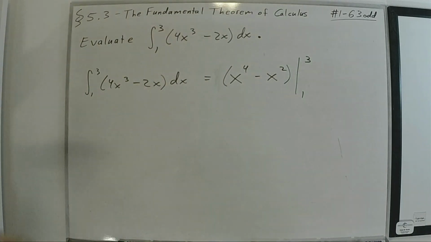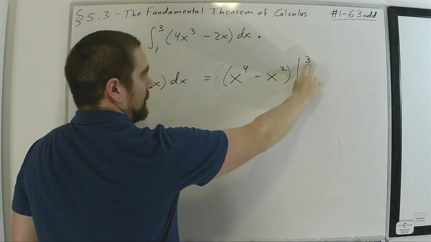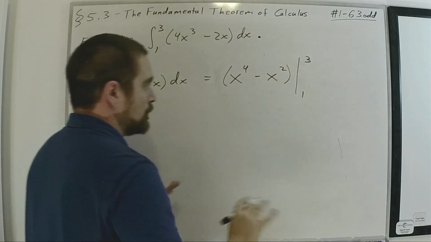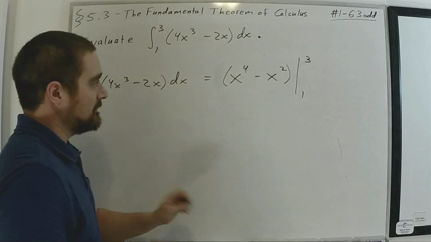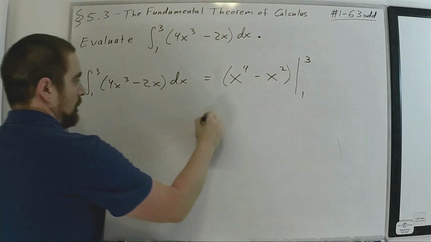And now we can just plug in what we need. Now, don't make the mistake of saying, oh, I'll plug in the upper limit 3 here and the lower limit 1 here and be done with it. No. The second part of the fundamental theorem of calculus says you plug the upper limit into all of this.